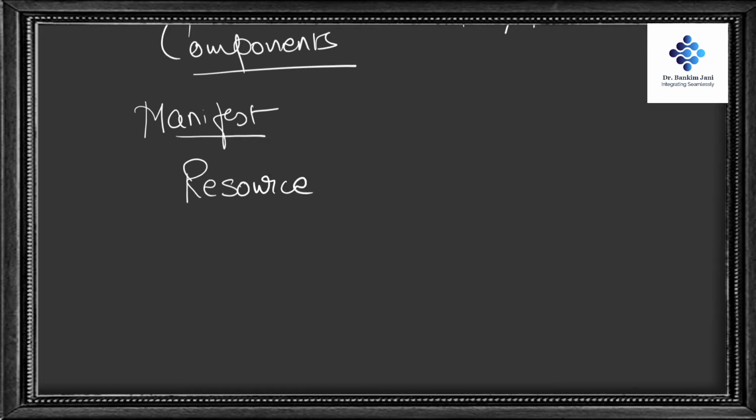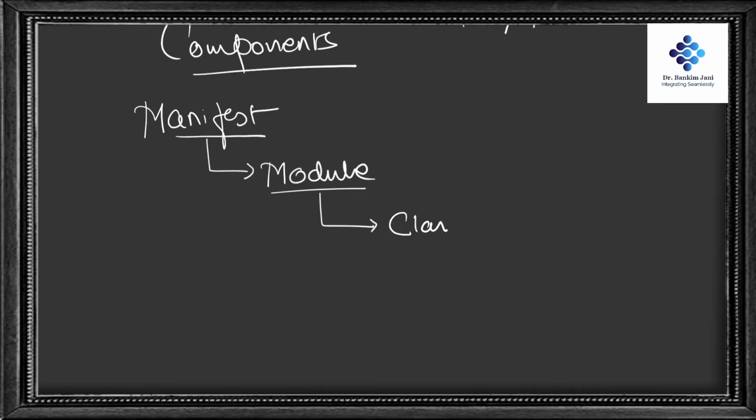In that you have, say, resource, or let me change the order. Let's write it in hierarchy. So in the manifest, let's say there are modules. There is a module. In this module, there is a class. In this class, there is a resource. So this whole thing follows as if it is some registry, and it is the manifest.